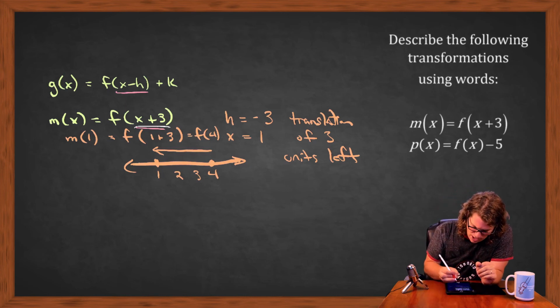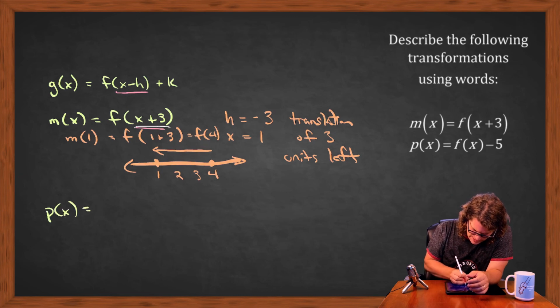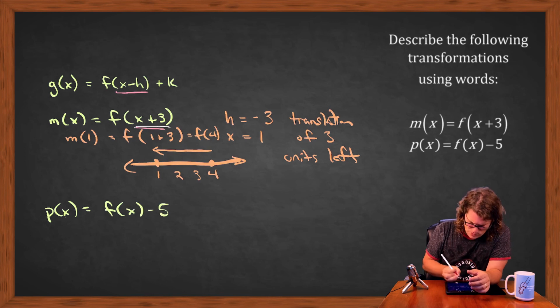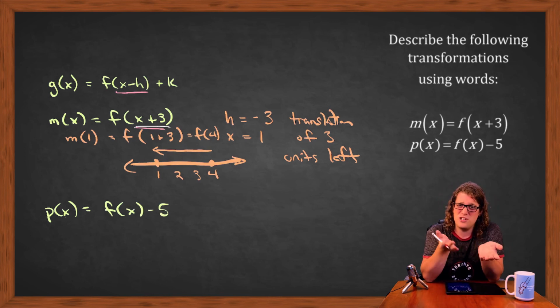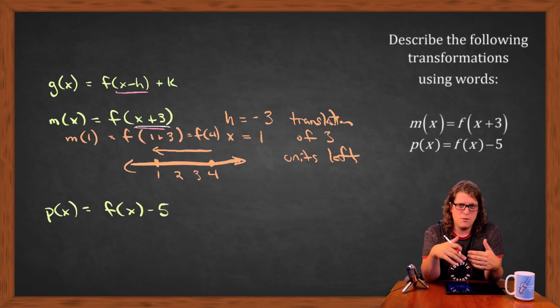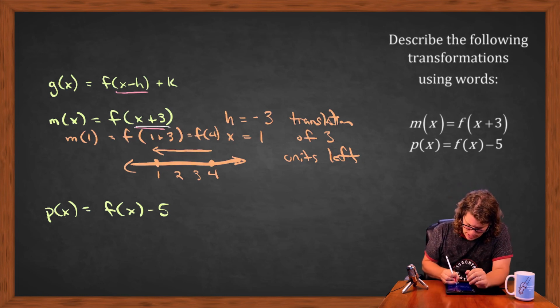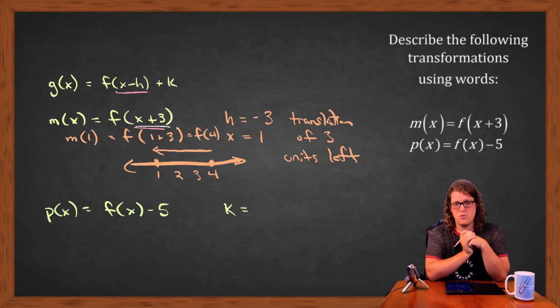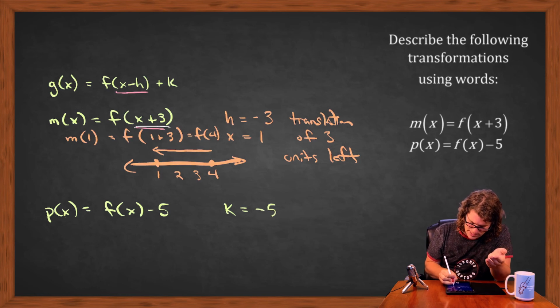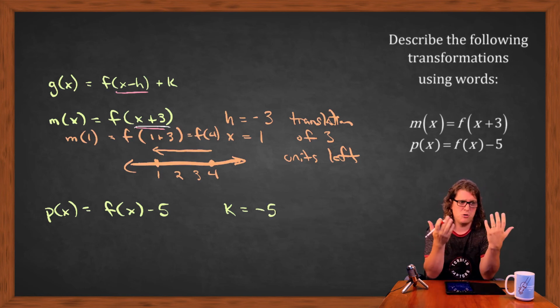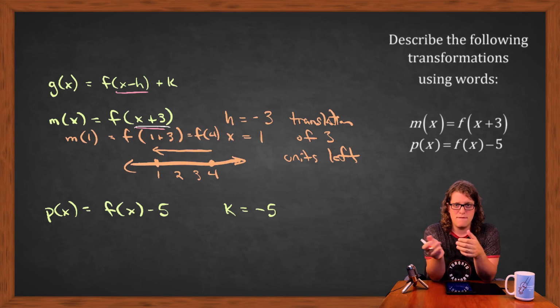All right, so our next example is p of x. So p of x is equal to f of x minus 5. So as I said before, last time we had an h and no k. This time we have a k and no h. So let's see what happens in this particular case. So if I were to, first of all, try to figure out what the k value is in this particular case, well, my k value is actually negative 5 because it's just simply plus k at the end. So plus minus 5 is that k value.